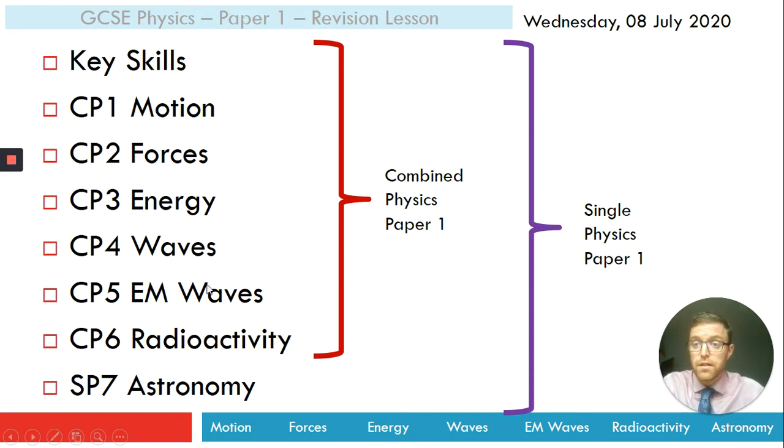If you look back in the online lessons, you'll see that we've got 1 or 2 lessons on every single one of these topics. Unfortunately, we've run out of time for the triples. We didn't get time to do SP7, which is astronomy. If you're a triple award science student or single physics student, you would also have SP7 astronomy on your paper 1. Just something to bear in mind. I haven't included it on the mock that we are doing this year, this lesson.